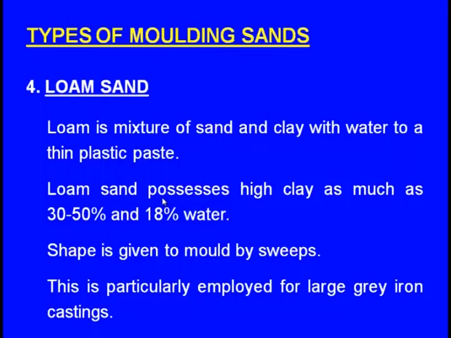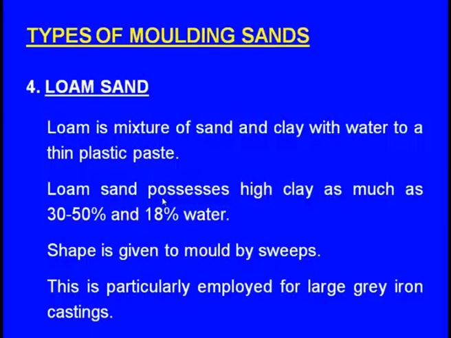Next one, the loam sand. It is a mixture of sand and clay with water to a thin plastic paste. In the case of green sand, we mix the water, but it does not look like a paste. Of course, it becomes sticky, but it is not a paste. But here, the sand becomes like a paste, and it possesses high clay as much as 30 to 50 percent and moisture up to 18%. This much clay we do not mix with the green sand. So, this is another difference with the loam sand.